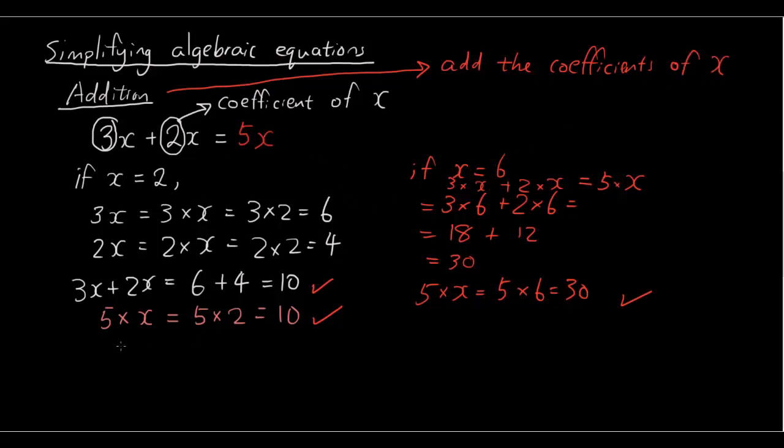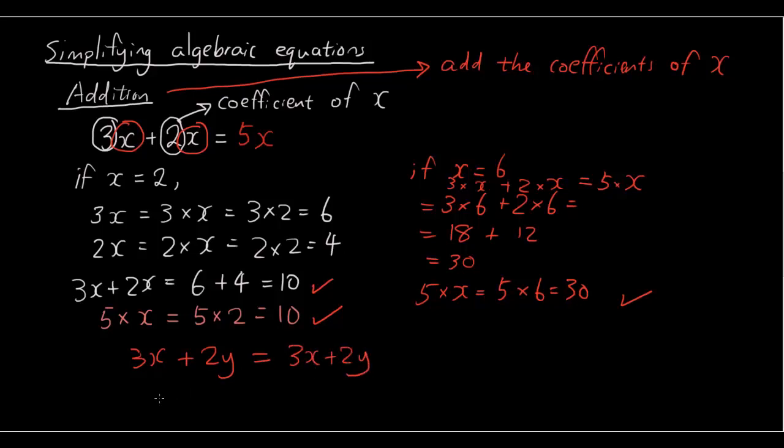Now keep in mind, this will only work if both letters are exactly the same. So if we do 3x plus 2y, then it won't work. You cannot say that it's 5xy. It doesn't work. So 3x plus 2y will just be 3x plus 2y.